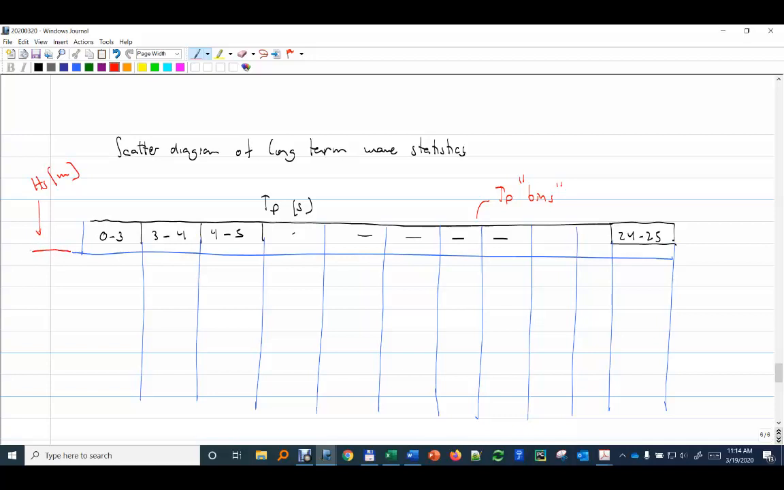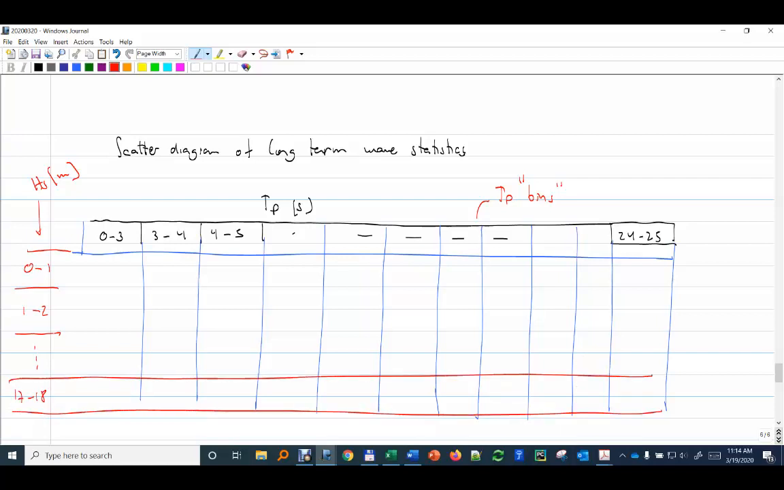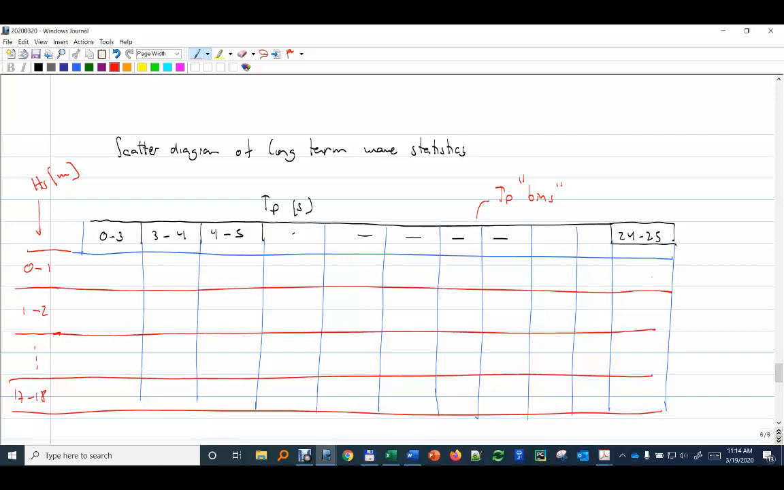Okay, for example, I have 0 to 1, 1 to 2, and so forth until maybe I reach 17 and 18 meter wave. So it's like a two-dimensional frequency or bin. Okay, here we have our bins. Let me just move it to the right. I think I have space.